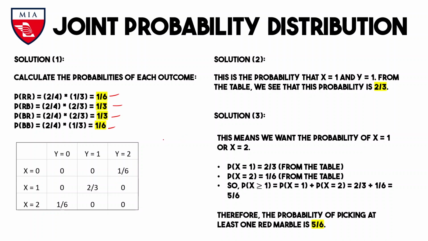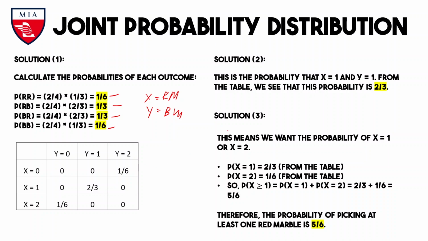Okay. So after we computed this type of value, we can represent it in a table. Okay? So like I said, our x is for the red marbles and our y is for the blue marbles. We have these conditions.